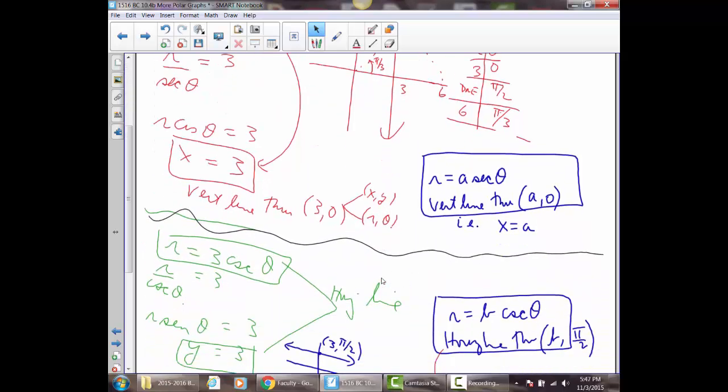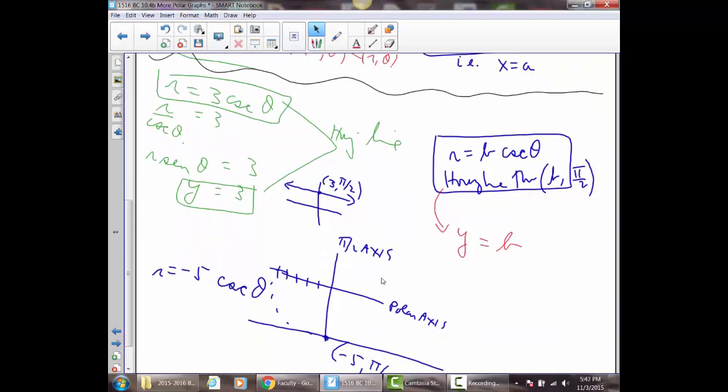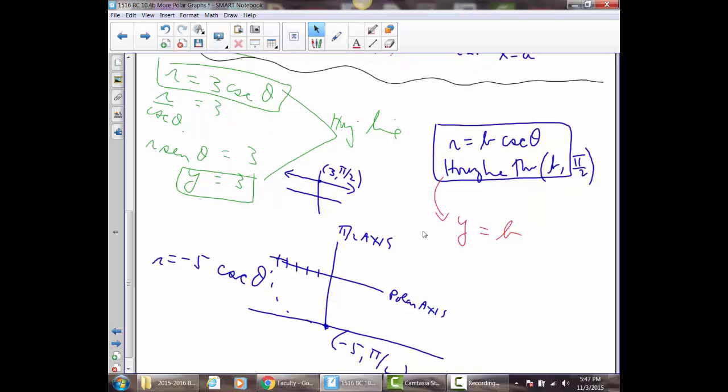Whereas r equals 3 cosecant theta is going to give you a horizontal line. If I divide both sides by cosecant, 1 over cosecant is sine, r sine theta is y. So that's going to give you a horizontal line. So r equals b times cosecant theta is a horizontal line, and it's going to go through the point (b, pi over 2). So this one goes through the point (3, pi over 2).